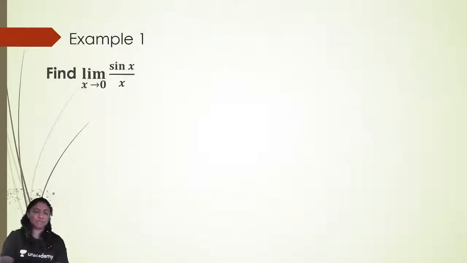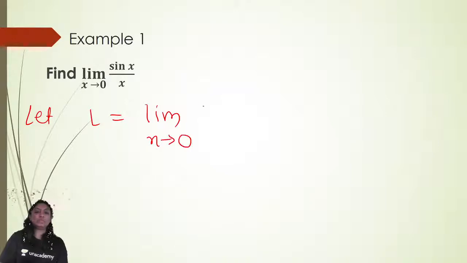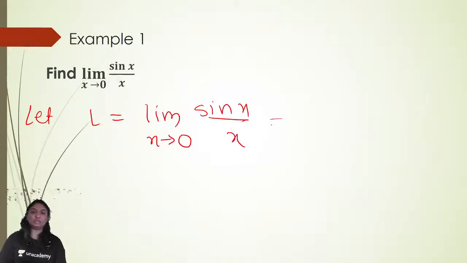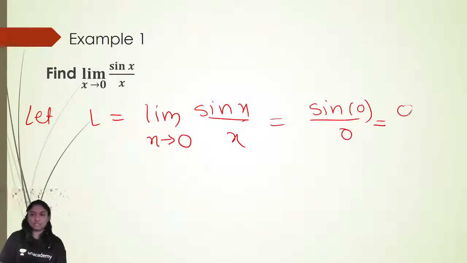Now next, you will see the first example here. Find the limit as x tends to 0 of sin x upon x. So what we will do, let L be equal to the limit as x tends to 0 of sin x upon x. Now put the value x equal to 0 here. So you will get sin 0 upon 0. But sin 0 is 0. So you will get the 0 upon 0 form.